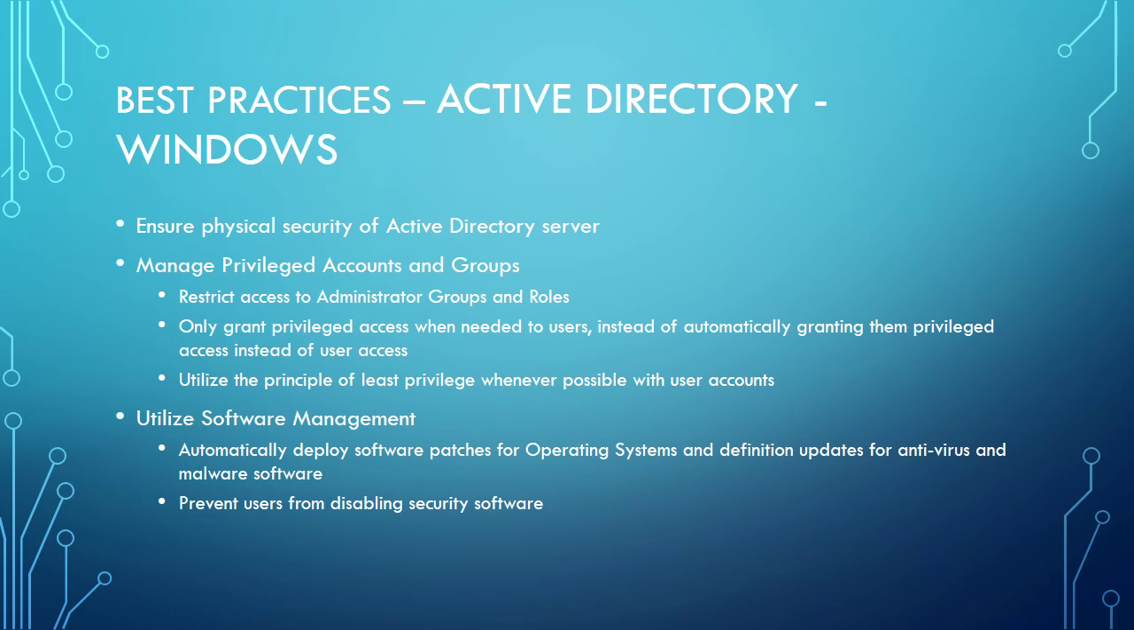Best practices for Active Directory on Windows are to ensure the physical security of the Active Directory server and to manage the privileged accounts and groups. You do this by restricting access to the administrator groups and roles. You only grant privileged access when needed for users, instead of automatically granting them privileged access instead of user access.